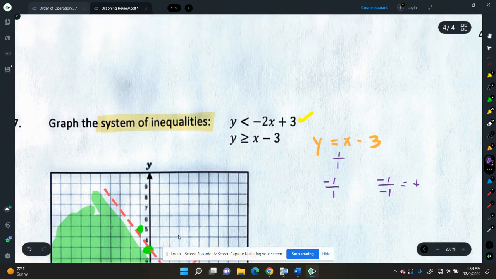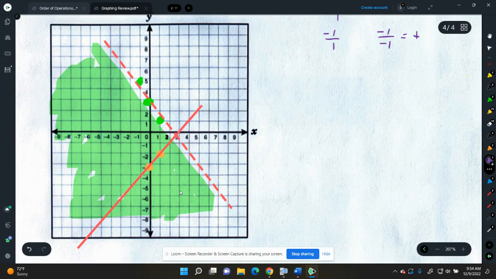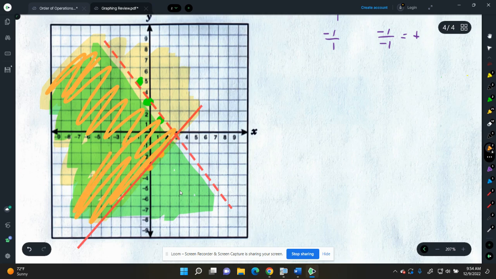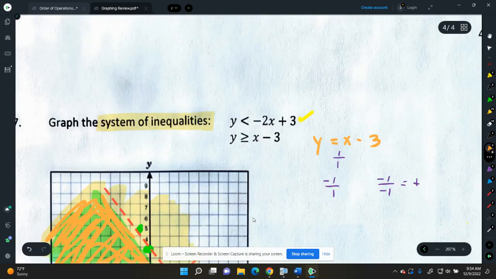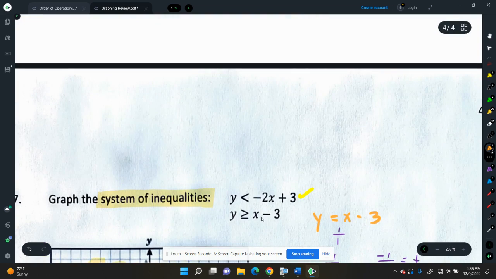Okay? And we're shading, where did you say? Above, right? Because it is greater than. So we're shading above. When you do this, make sure that you clearly identify the solution area. It's right where the two areas overlap. Okay? And we're done.